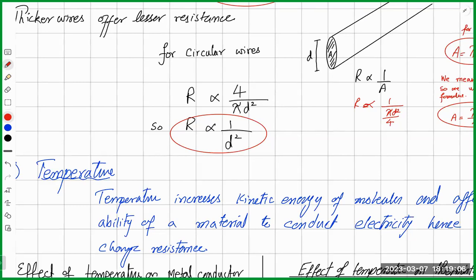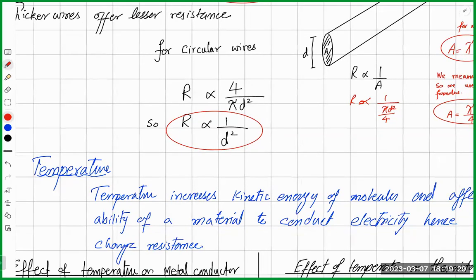If we double the diameter, resistance will be quartered. If you triple the diameter, resistance will reduce by 9 times. Similarly, if you halve the diameter, resistance will be quadrupled. It will increase to 4 times. So resistance and diameter have an inverse square relationship.